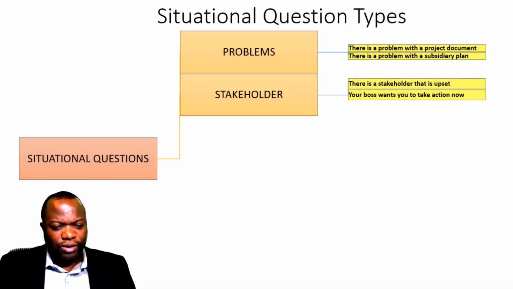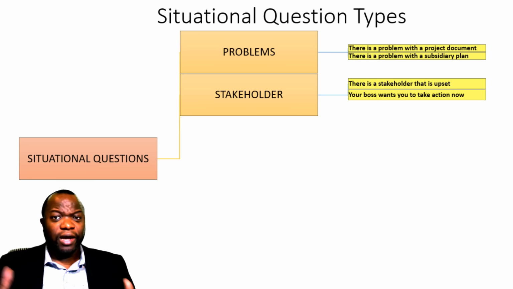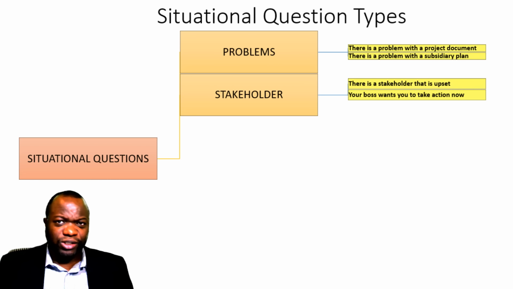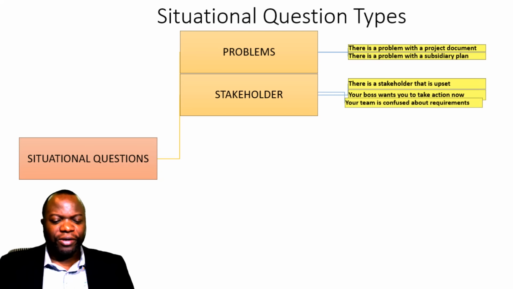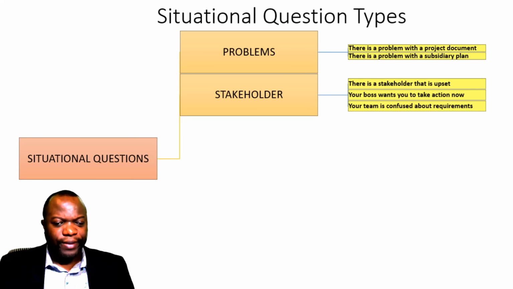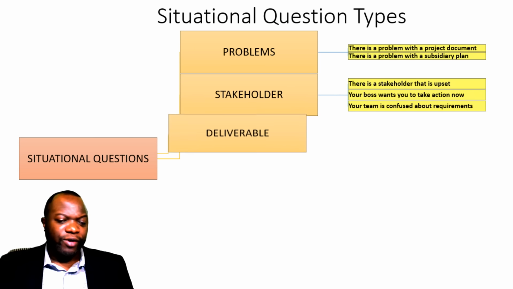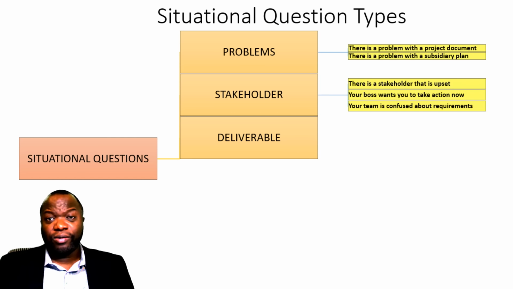Your boss wants you to take action on a document right now, but you've not gone through the proper channels of integrated change control. Or maybe it's your CEO that says, hey, I want you to do this on the project right now, but you've not been through change control. What should you do? In the real world, I know what you would do, but on the PMP exam, you've got to know what to do. Maybe your team is confused about requirements. They're stakeholders as well, or maybe the requirements are from some stakeholder giving them grief. What do you do?